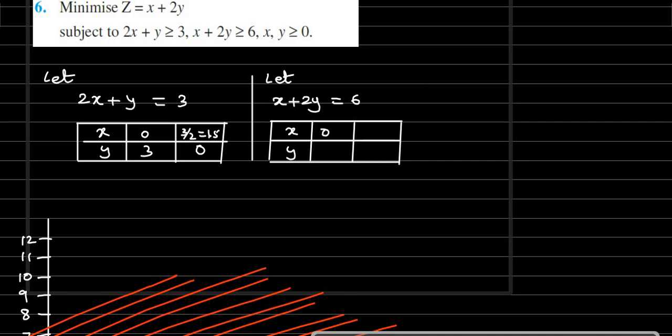If x equal to 0, then 2y equal to 6. 2 times 3 is 6, then y takes the value 3. If y equal to 0, then x plus 2 times 0 equal to 6, then x equal to 6 we are getting. Now these 2 points, let's plot them in the same graph.